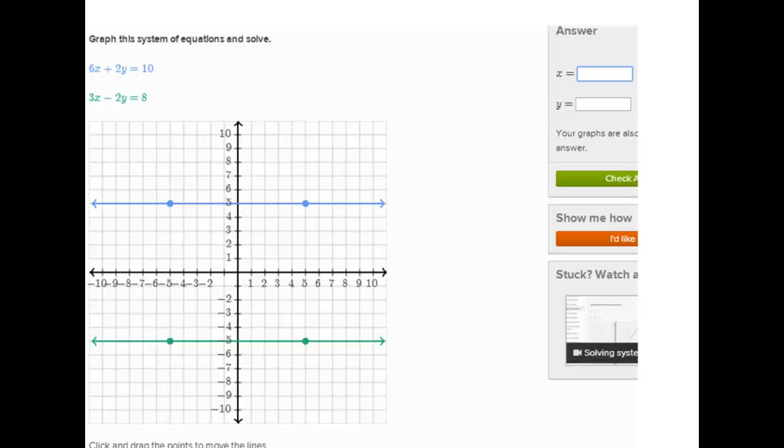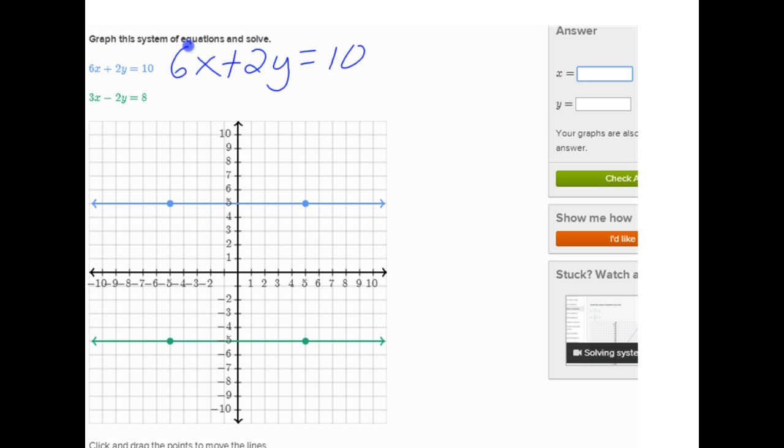All right, graphing systems of equations. Everybody should have their paper ready, something to write with so you can take notes. The first equation is 6x plus 2y equals 10. We're going to do a t-table.